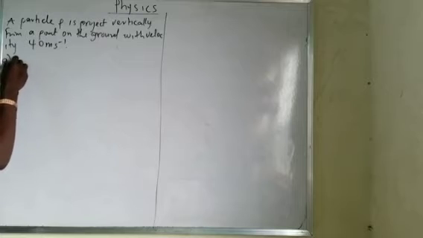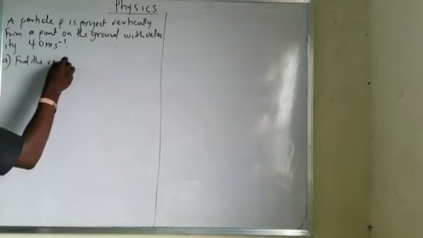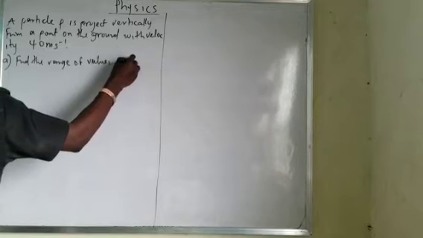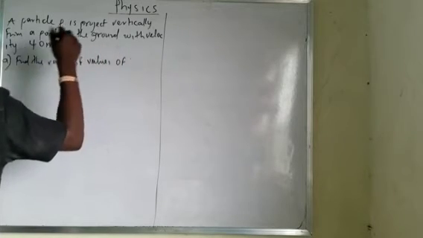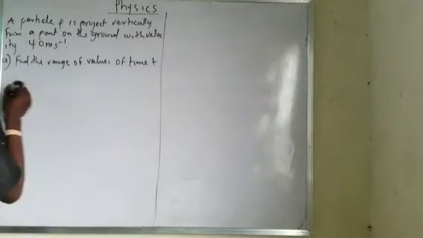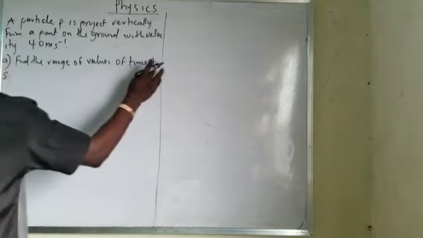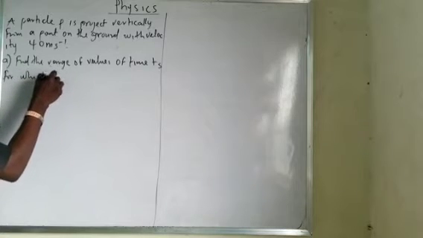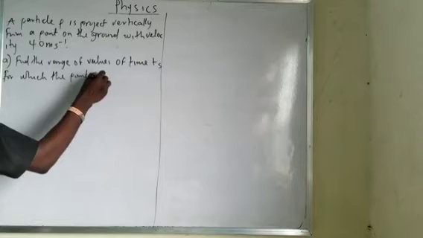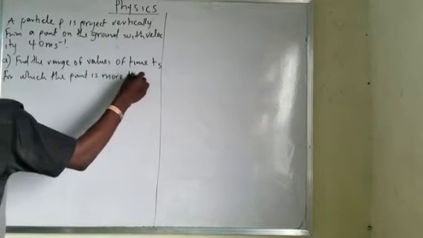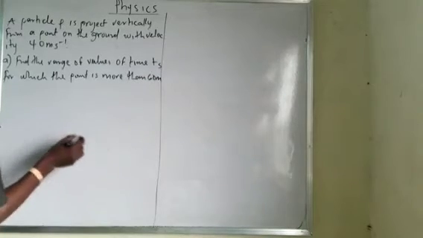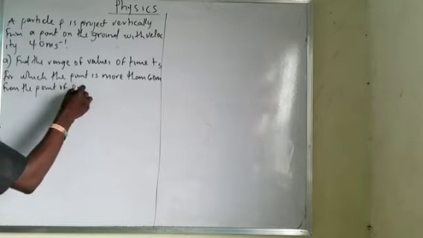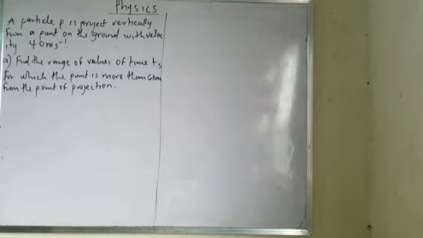A. Find the range of values of time t in seconds for which the point is more than 60 meters from the point of projection.